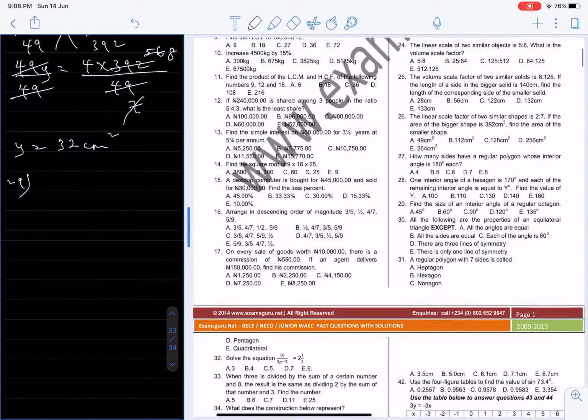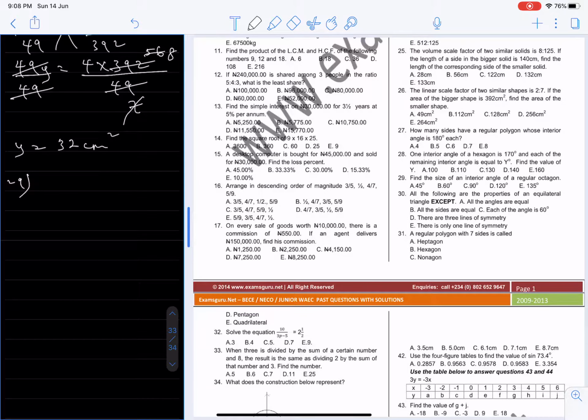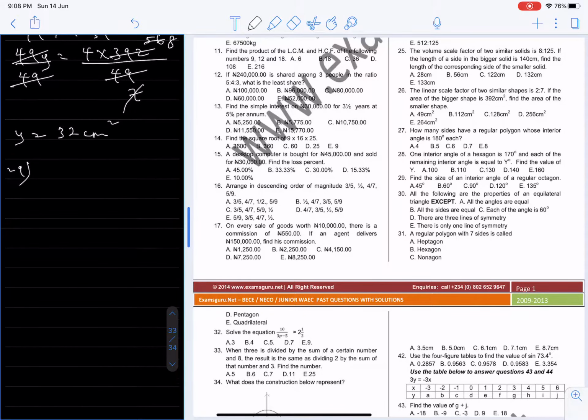What does number 29 say? Find the size of an interior angle of a regular octagon. A regular octagon has 8 sides. Let's see if we can sketch that.